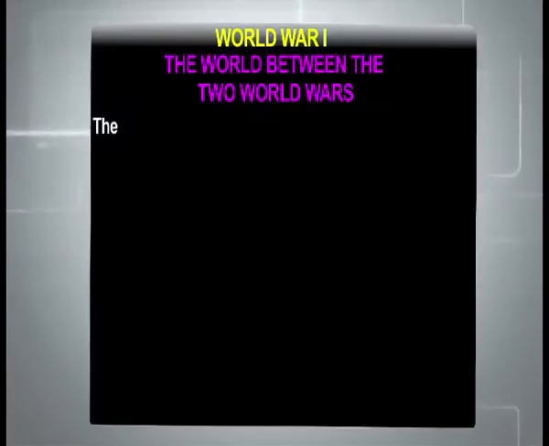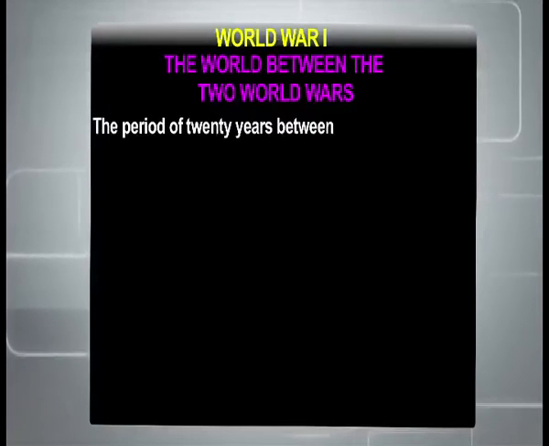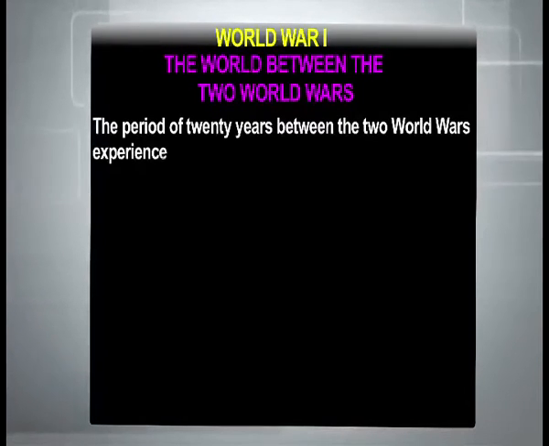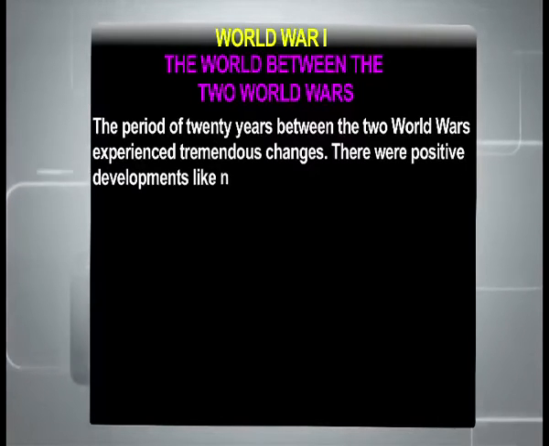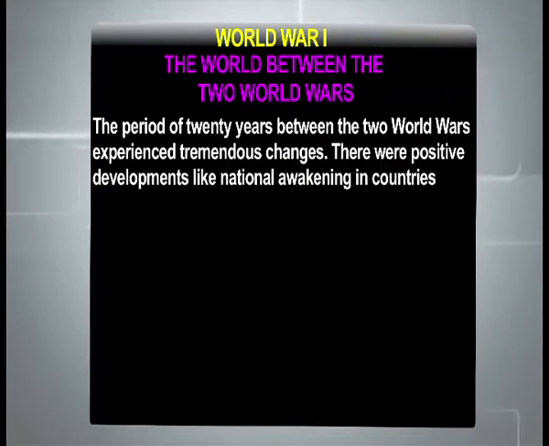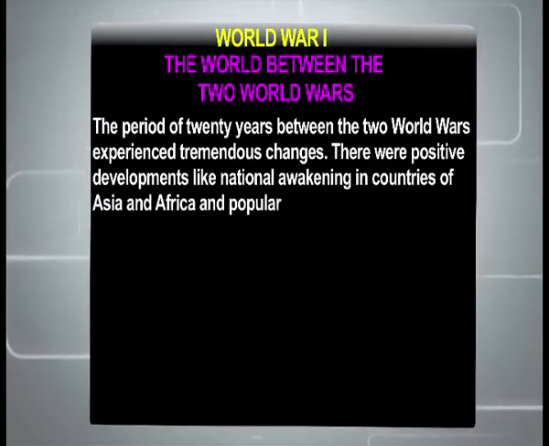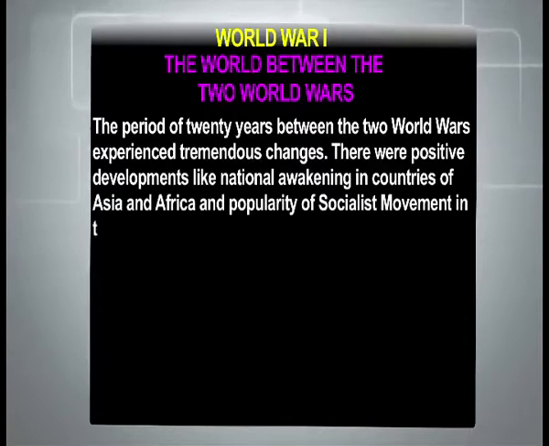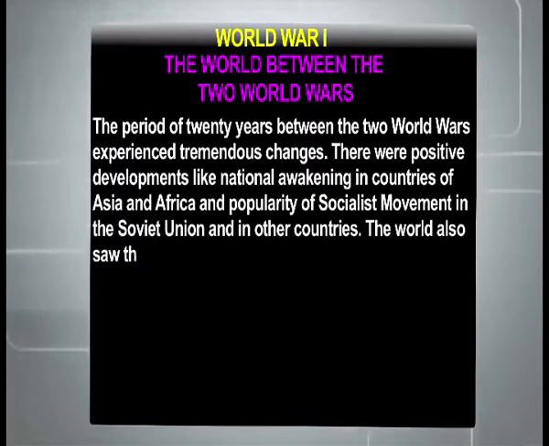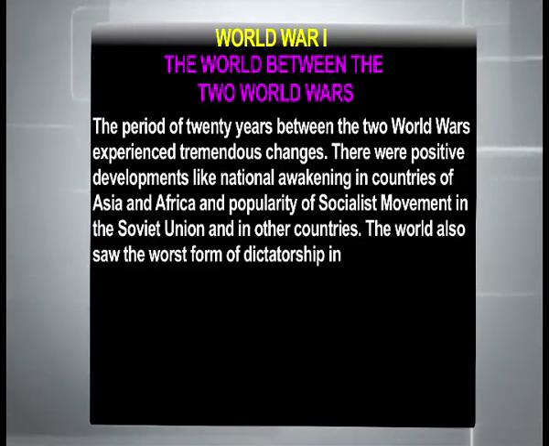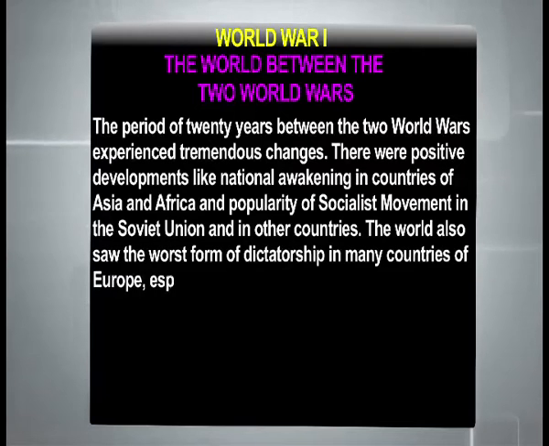Now, we will look at the period between the two world wars. The period of 20 years between the two world wars experienced tremendous changes. There were positive developments like national awakening in countries of Asia and Africa and popularity of socialist movements in the Soviet Union and in other countries. The world also saw the worst form of dictatorship in many countries of Europe, especially in Italy and Germany.